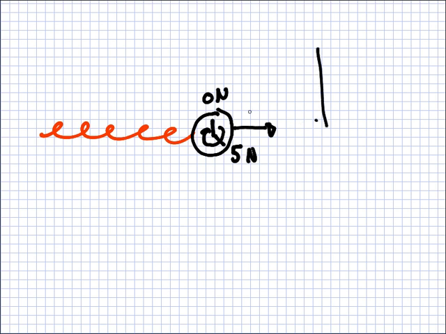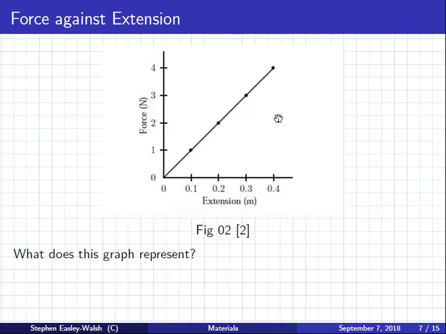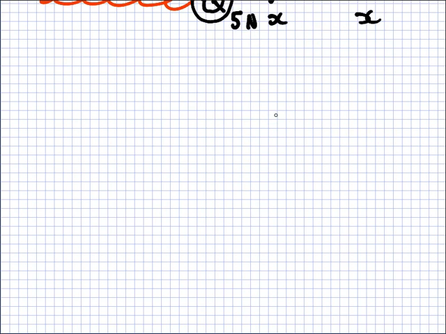If you were to pull this a distance x and make a graph with x and F, you'll get a straight line like this. What does this graph represent? What does the slope and the area represent? So let's have a look and see.